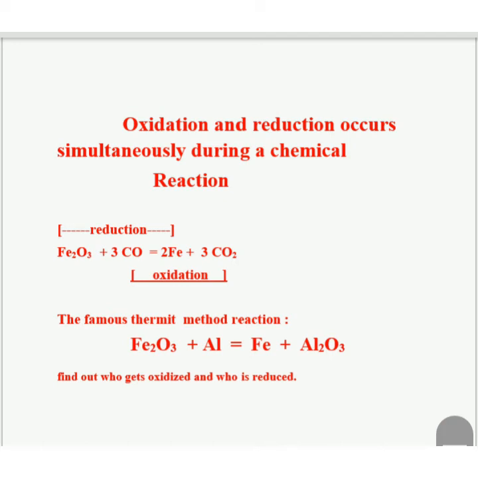From that analogy, now students, you can do it yourself, and you have been given the famous thermit method of reaction by which we can extract iron. Try to find out yourself which one is reduced and which one is oxidized in this case.